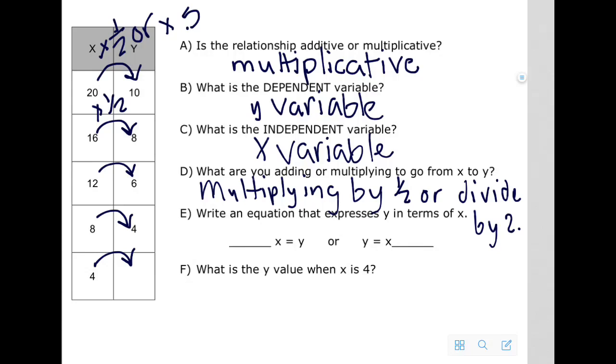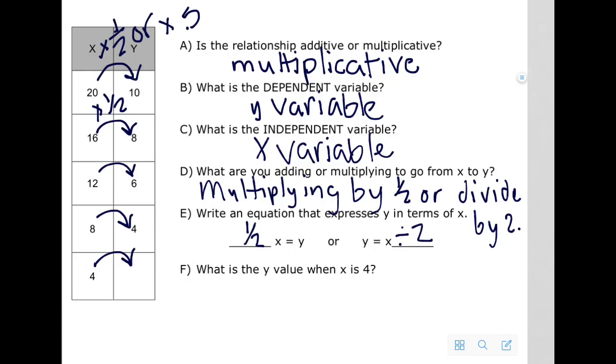So write an equation that expresses y in terms of x. So basically I want to solve for y. So then if I take x and I multiply it by 1/2, I get y, or I could take x divided by 2 and I could also get y.